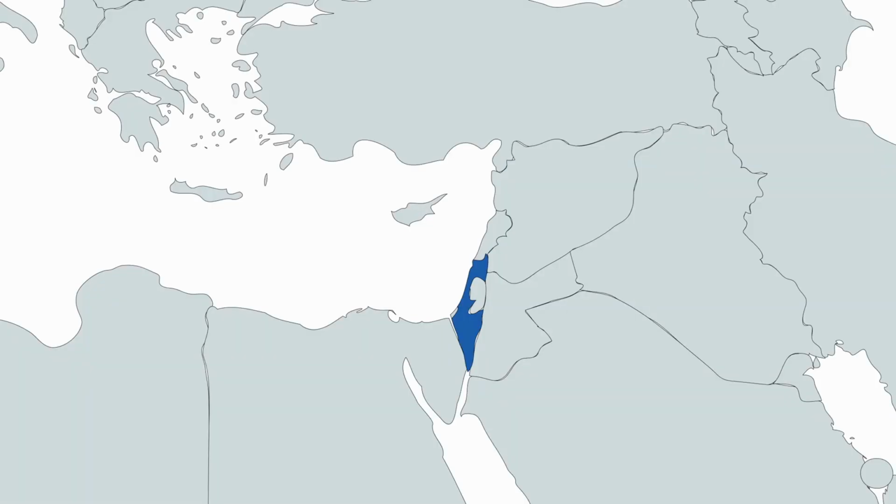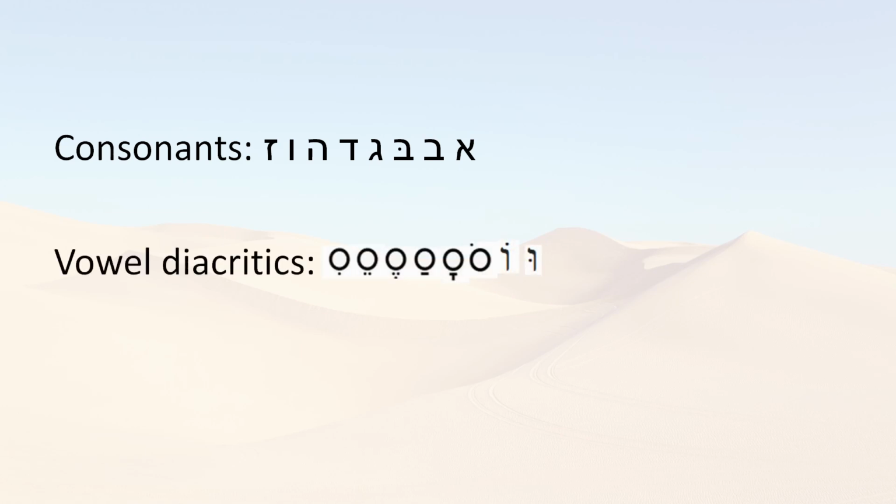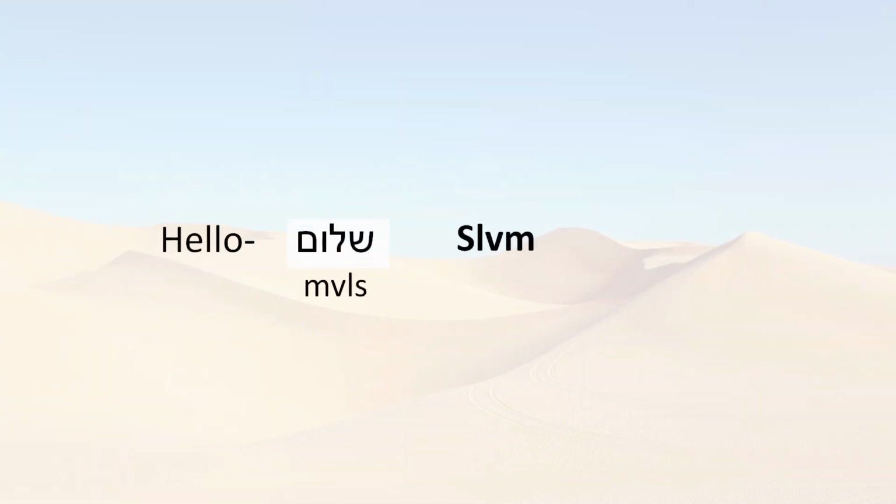The Hebrew alphabet. This is used in the Hebrew language, of course, which is used in Israel and in Jewish communities in other countries. Just like in Arabic, they have the main consonants and vowel diacritics which are optional. Here we have the word hello. Without diacritics it shows SLVM.